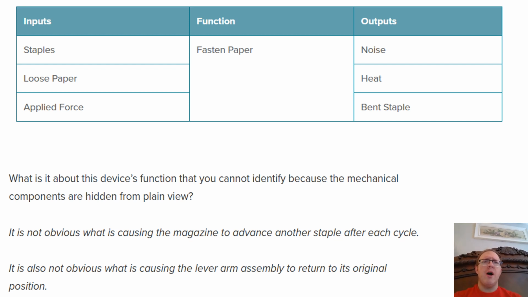Okay, so we have our chart here. This is referring to the stapler. So you can input staples, you can input force, it makes noise, it bends staples. There's more. And then what can't they see? Well, they're apparently not sure what's causing the magazine to advance to another staple after each cycle, even with that huge long explanation. So you don't have to fully understand the object, and that's okay. You're just learning how to analyze products.